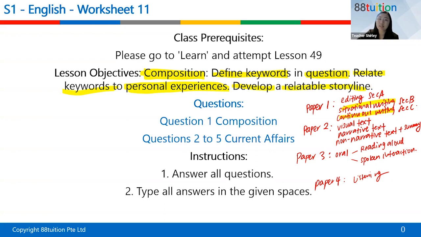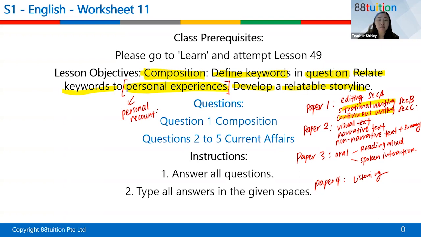Okay, so today's objective is mainly covering paper 1. We're going to talk about how to come up with a storyline, how do we define keywords and all, based on personal experience. So by personal experience, you can already sort of guess that the genre we are touching on is personal recount. Okay, I know some of you might have already been exposed. Some of you are thinking, what is personal recount, right?